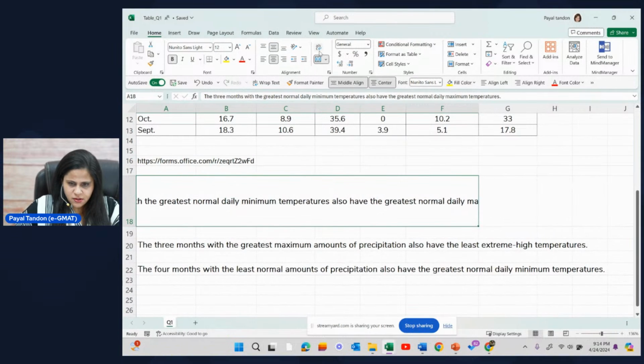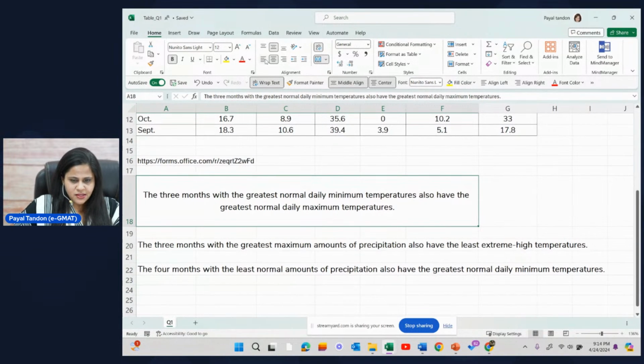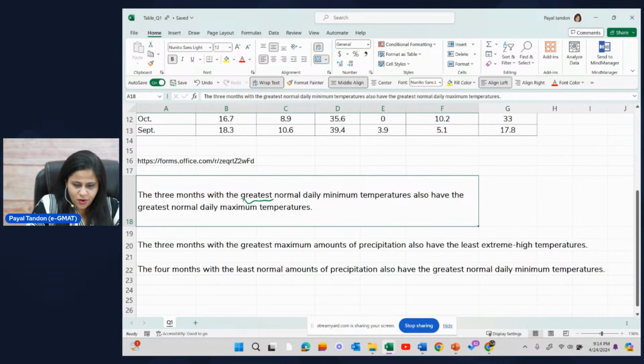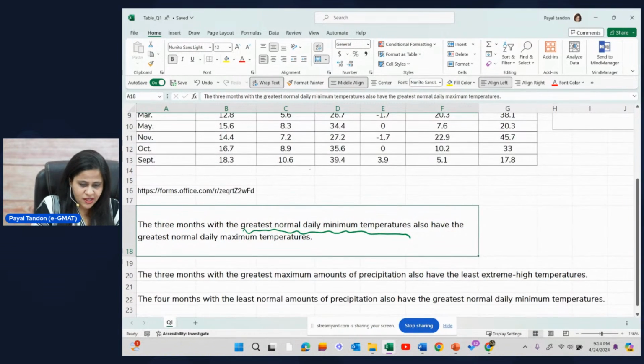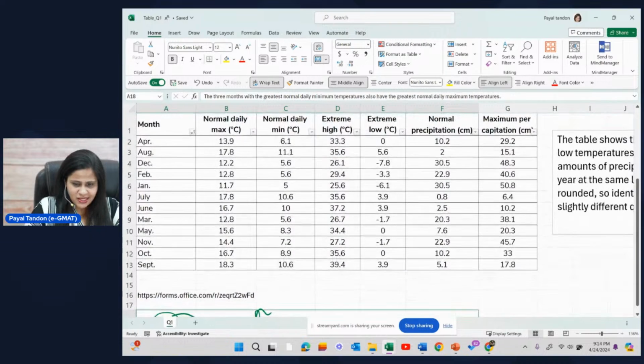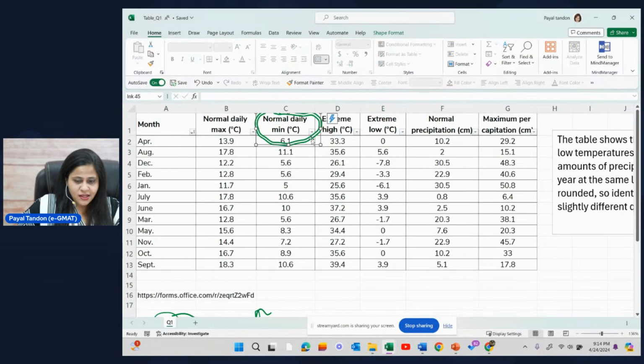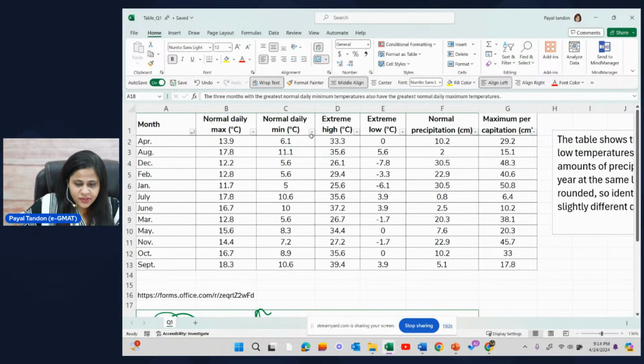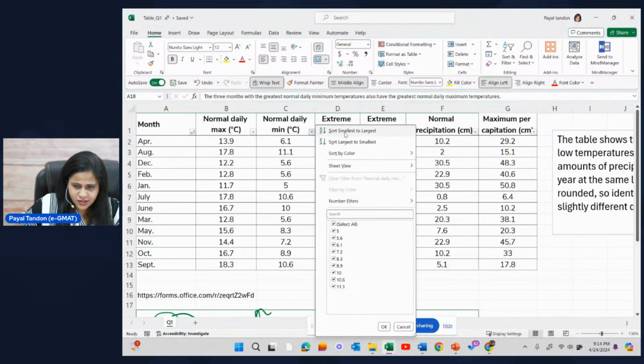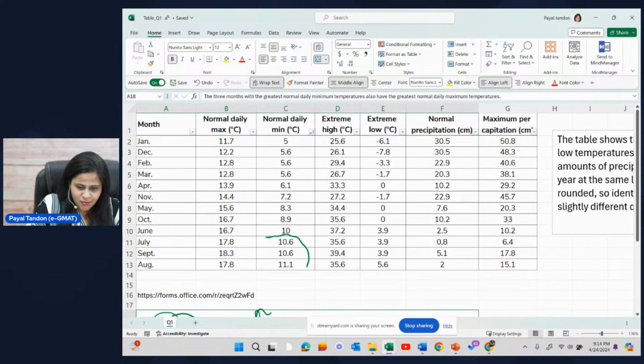That's what I wanted to do. Okay. The 3 months with greatest normal daily minimum temperatures. Now, where is it? So essentially, there are 3 months with what categorization? With greatest, so maximum, normal daily minimum temperature, which means that I need to take a look at this normal daily minimum temperature. And when I sort this over here, these are the 3 months which I need.